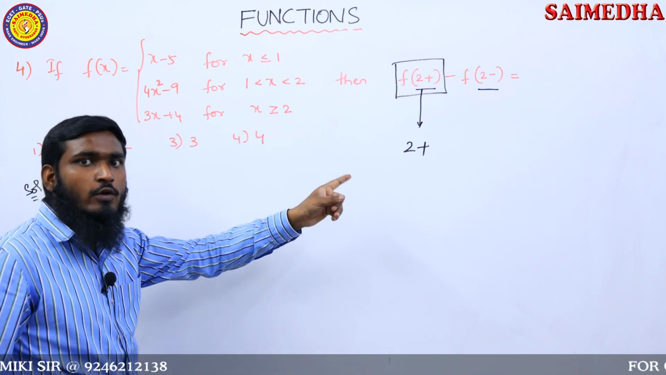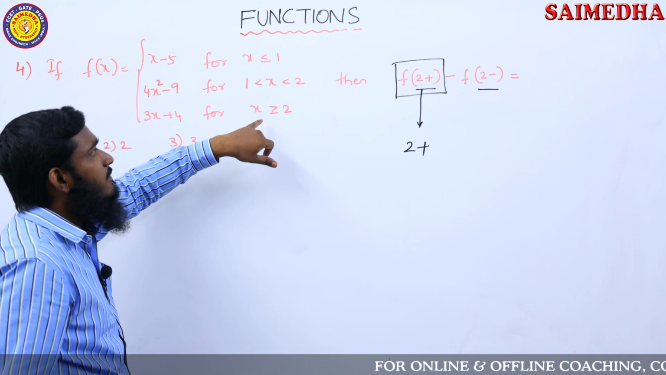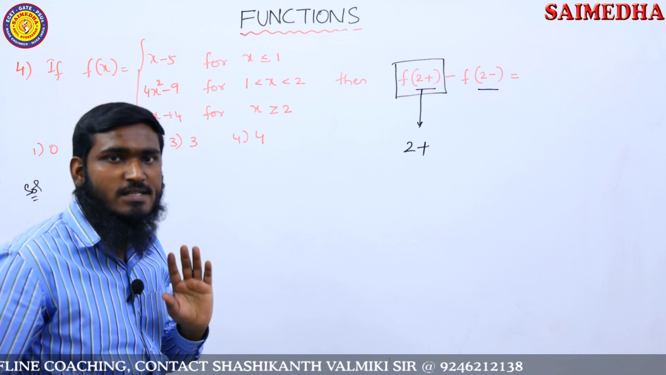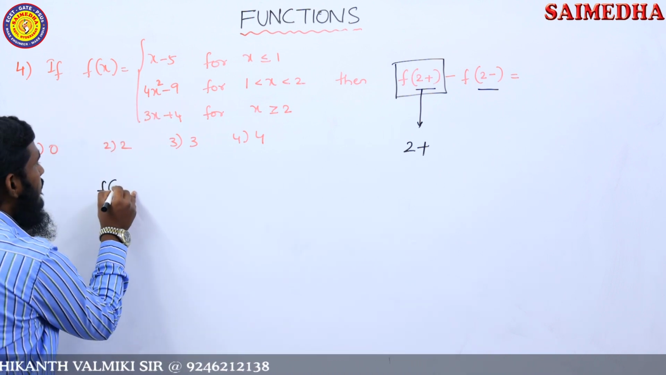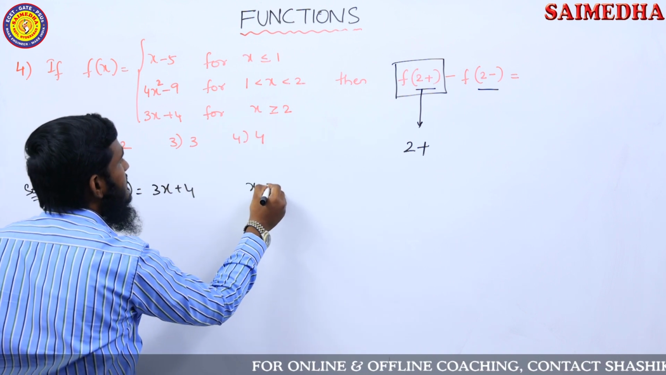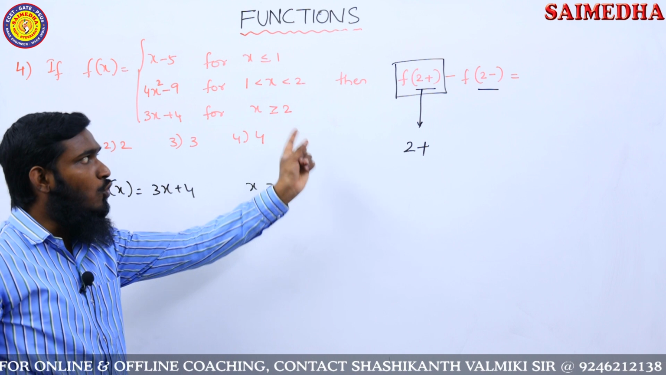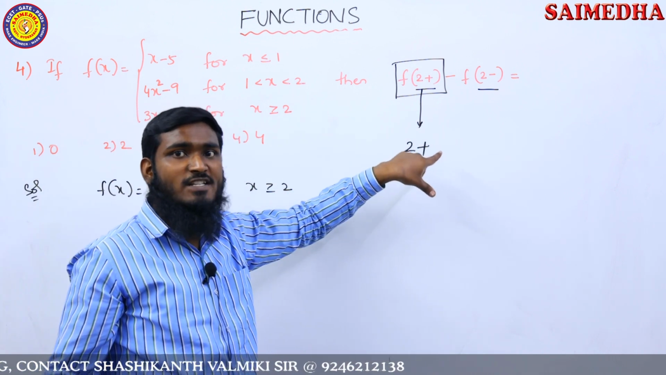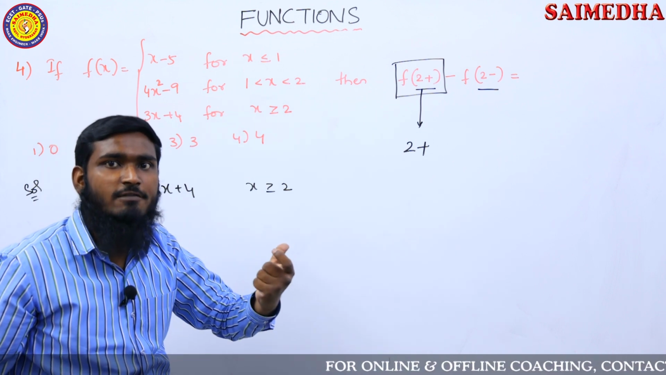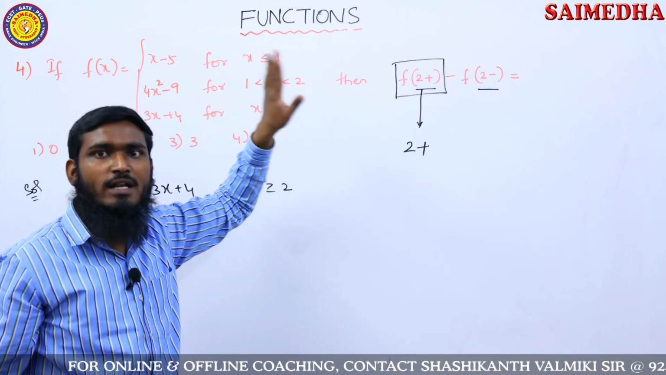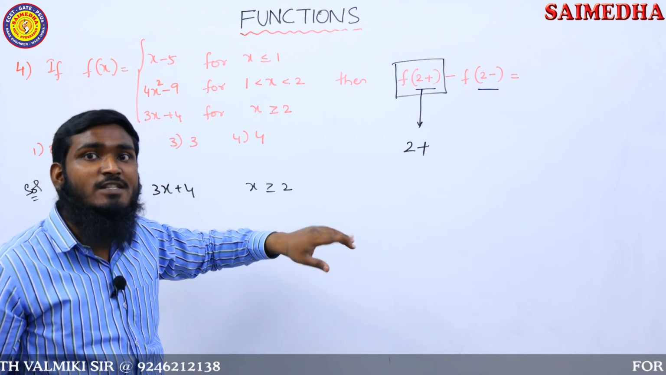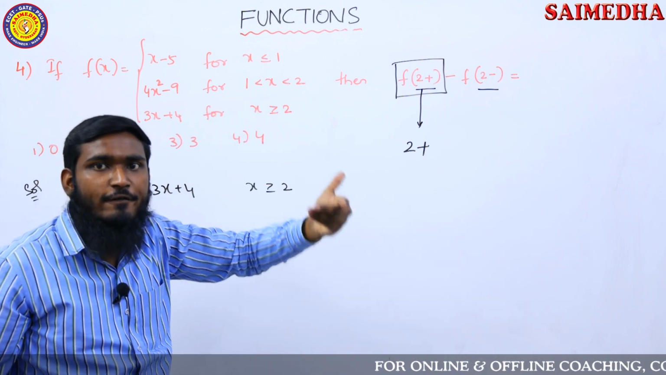So if x value is greater than 2, then which part do we have to take? X greater than or equal to 2 means f of x equals 3x plus 4. So we are taking this part, f of x equals 3x plus 4, with the condition x greater than or equal to 2. Then what do we substitute for the x value? You have to substitute 2 only, but 2 plus means you are taking the condition over here.